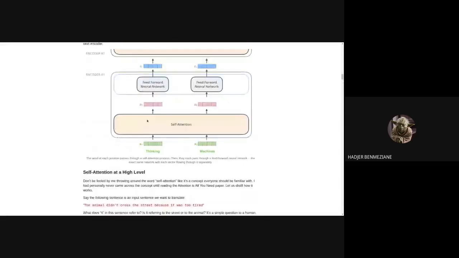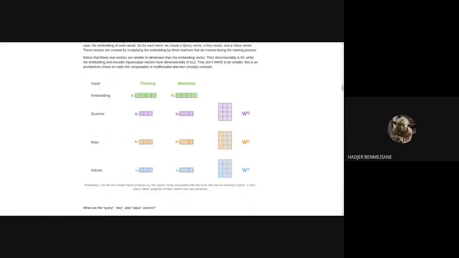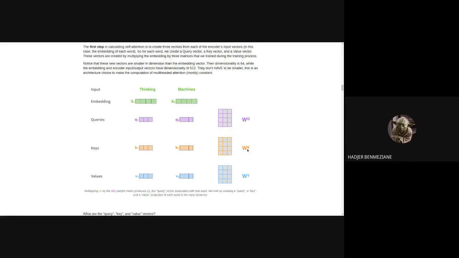Okay. So here we have the embeddings, and in the attention layer, in the first layer of the encoder, we're going to multiply each input by these weight matrices. So we have the W query matrix, and then the W key, and then the W value matrix. And then we're going to multiply x1 by WQ, and then x1 by WK, x1 by WV. And then we're going to have the query vector, the key vector, and the value vector for each word of the sentence.